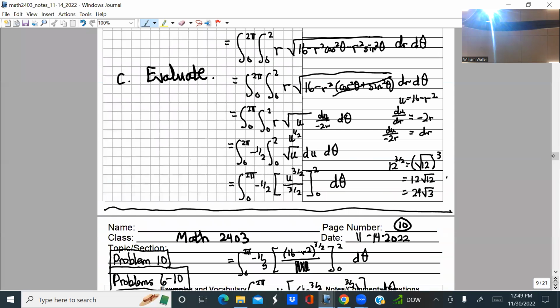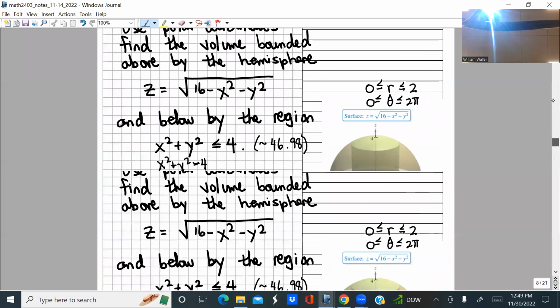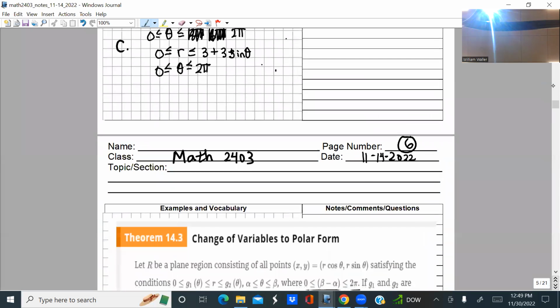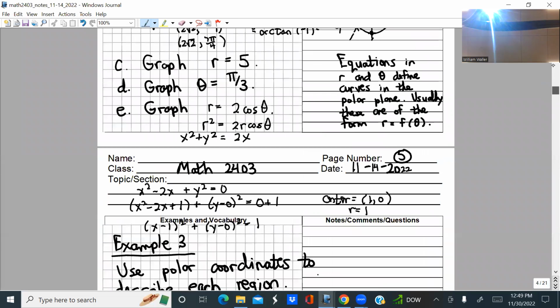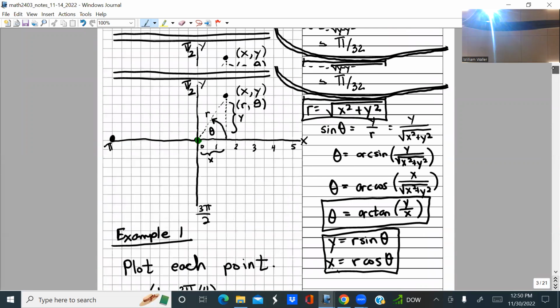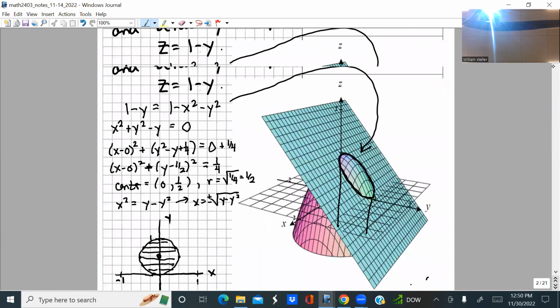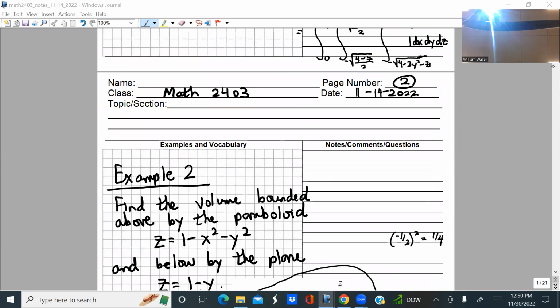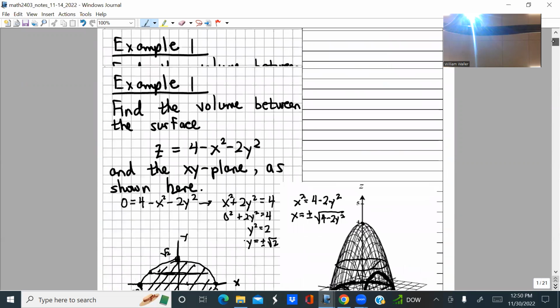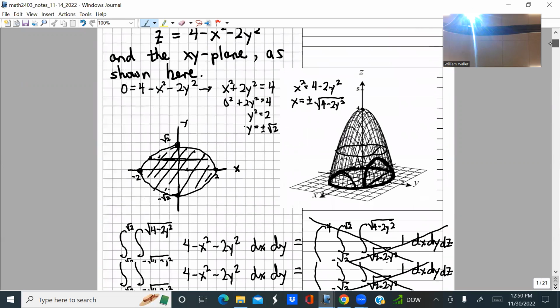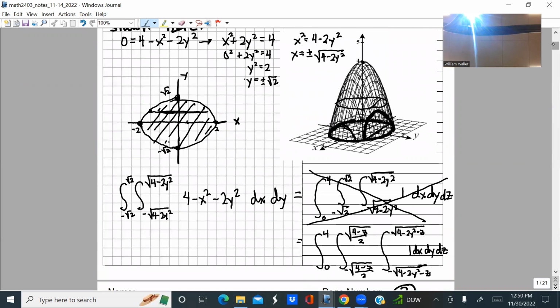Wait, let me go back. See if I can find it. Oh, let's look at this volume. Let's see if we can set that one up as a triple integral.